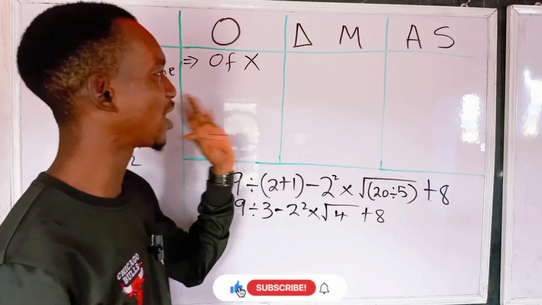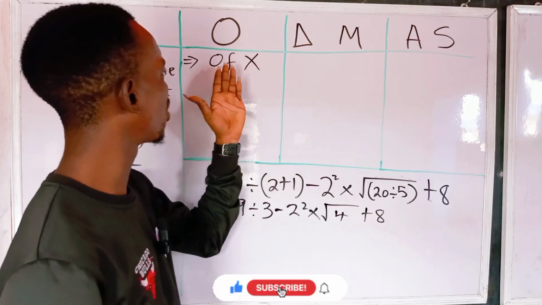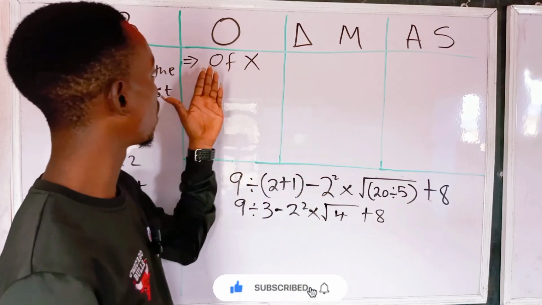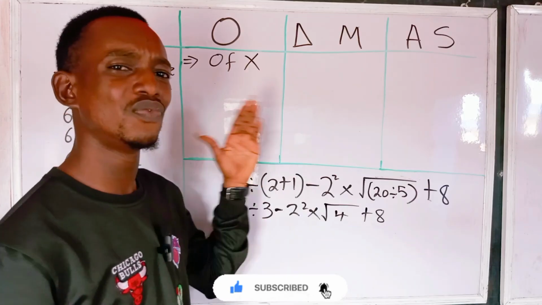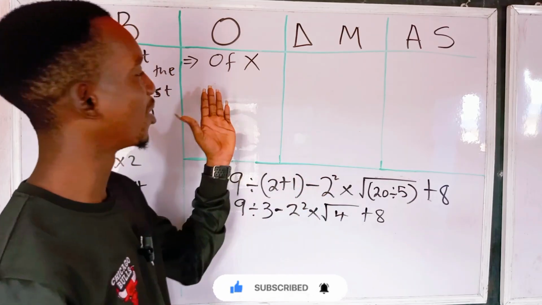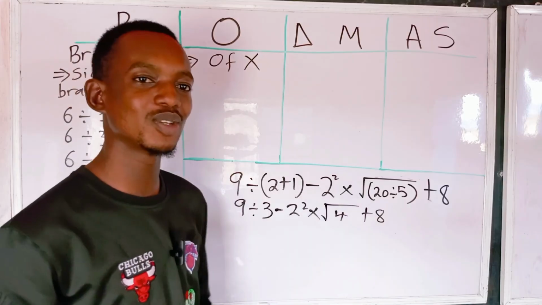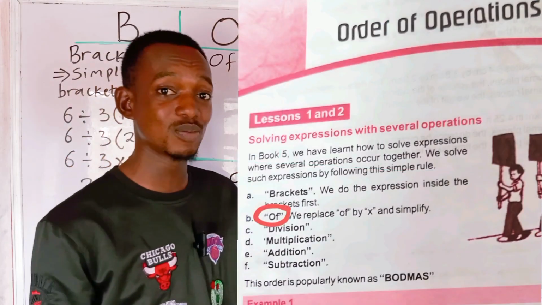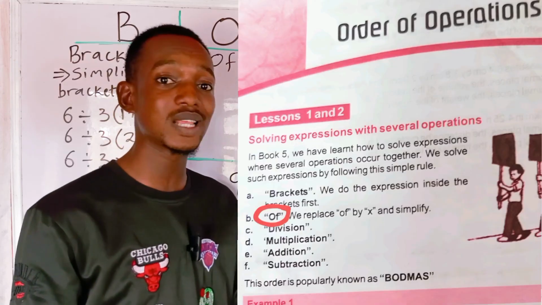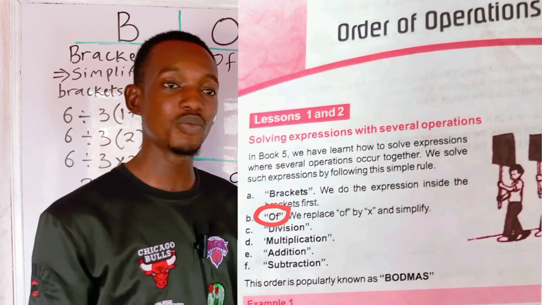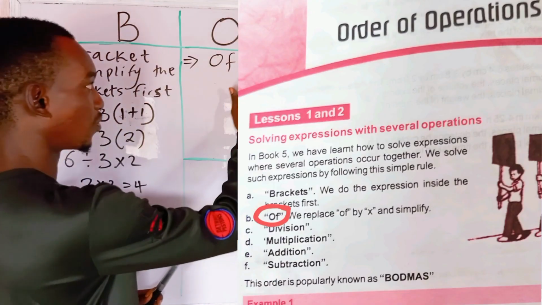In fact, when I was in primary school, I was taught that this O stands for "off." Please, this is very, very wrong. I don't know who started this error here. The O in BODMAS does not stand for off. In fact, as you can see in this textbook here, it is indicated there that O stands for off. Please, it's very, very wrong. O does not stand for off, right?